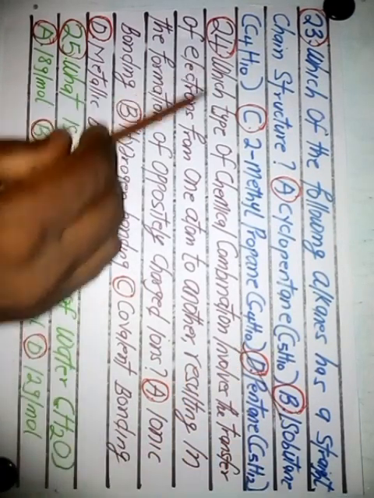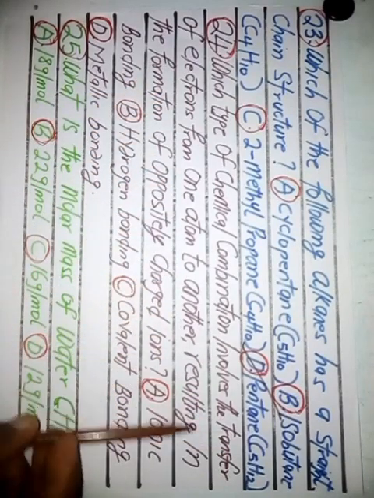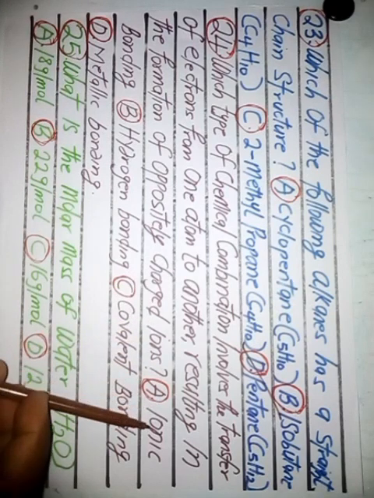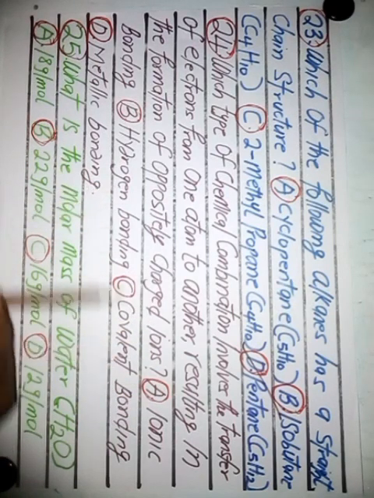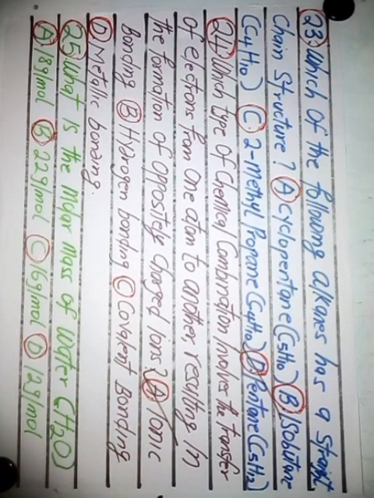What type of chemical combination involves the transfer of electrons from one atom to another, resulting in the formation of oppositely charged ions? We have A, ionic bonding; hydrogen bonding; covalent bonding; metallic bonding. So your answer is A. If you don't call it ionic bonding, you can also call it electrovalent bonding.